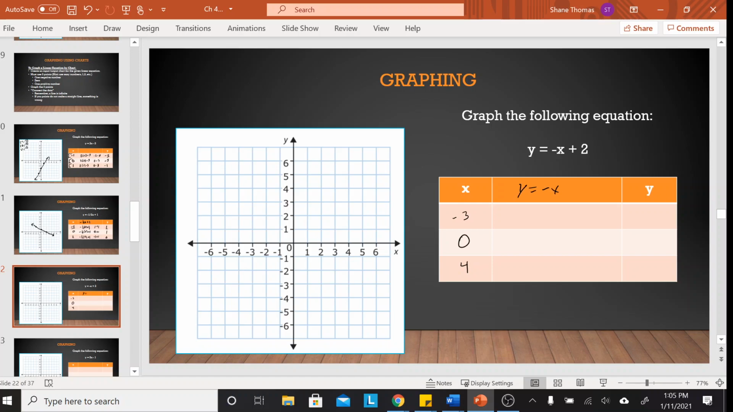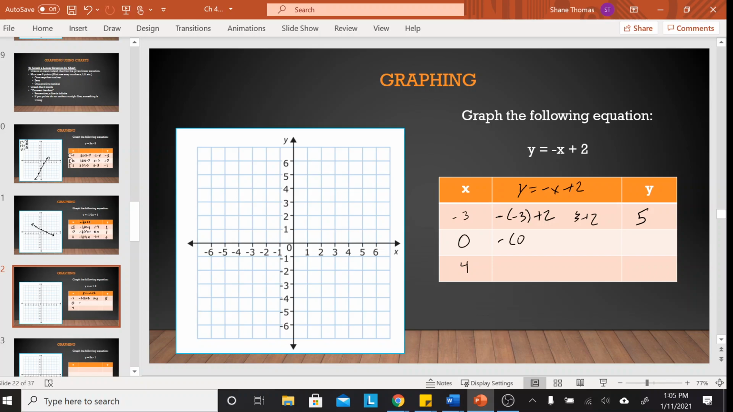Y equals -x plus 2. All right, so I plug in a -3. I have -(-3) plus 2, and it's a negative in front of it. So two negatives make a positive. So I have 3 plus 2, which is 5.